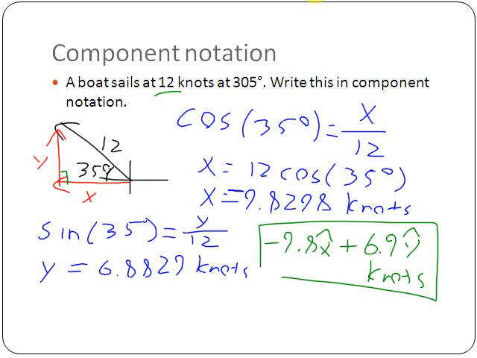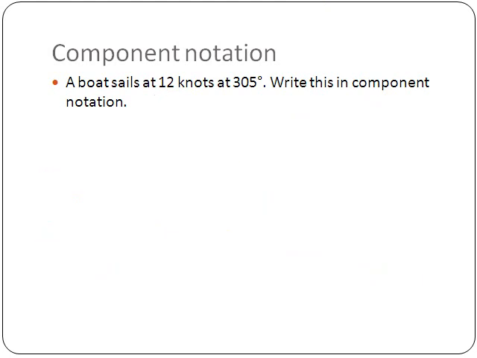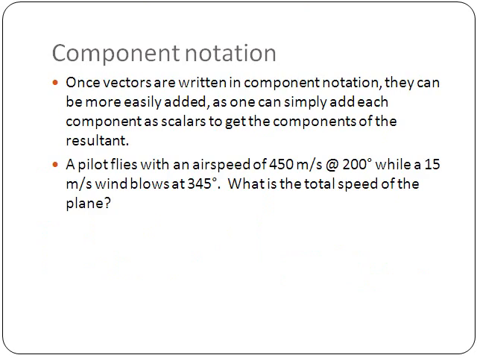But still, we get to the question of why do we want to do this? Why would we take an existing vector that was perfectly fine by itself and split it up into 2 vectors, albeit 2 nice vectors that go in the x and the y direction? So let's take a look at how this helps out whenever we're summing vectors. Once vectors are written in component notation, they can be more easily added, as one can simply add each component like scalars to get the components of the resultant.